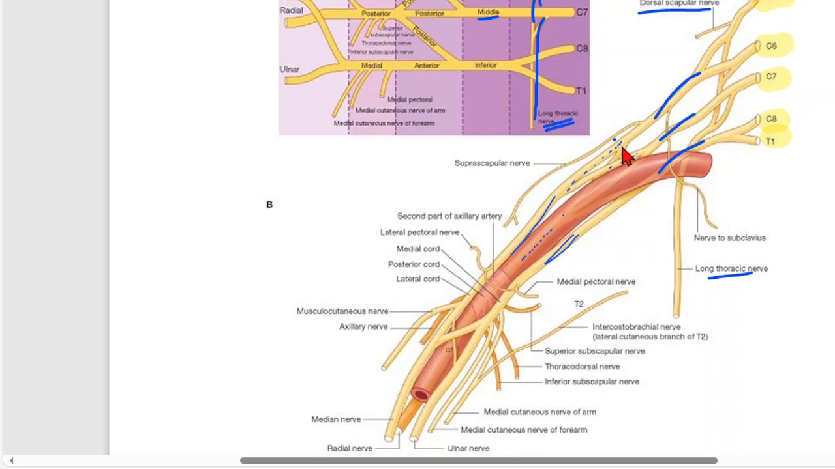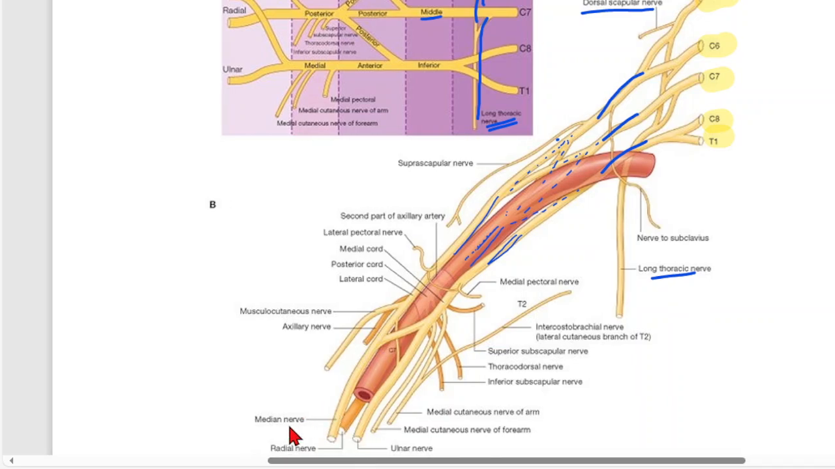This posterior cord has branches from all the trunks: from the superior trunk these branches come, from the middle trunk these branches come, and from the inferior trunk these branches come, so it gets all the branches. The radial nerve moves posteriorly and forms the radial nerve. Other things we have already discussed.